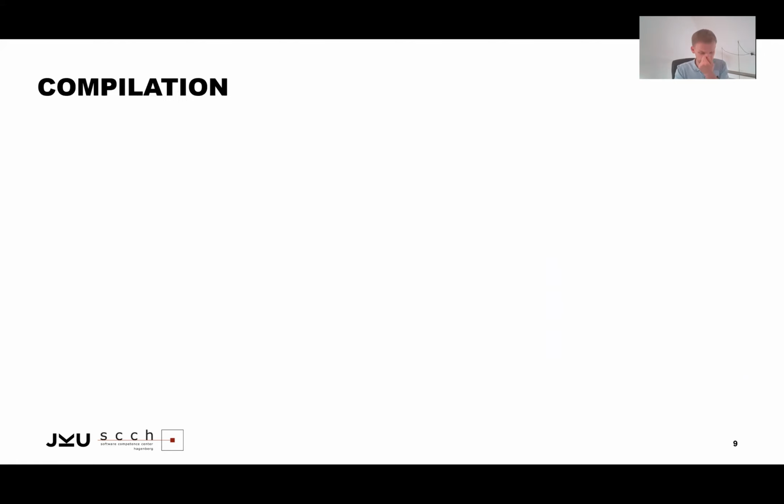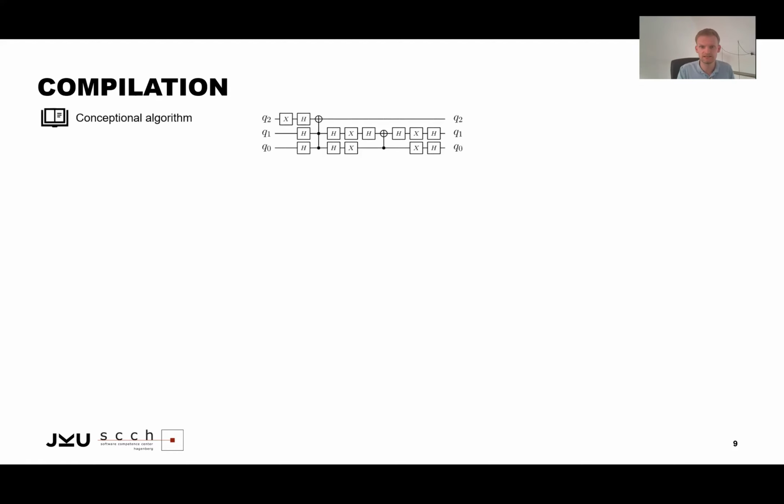And now the typical design flow, the typical compilation flow, is that you usually start with your algorithm described, for example, in terms of a quantum circuit, or maybe in terms of higher programming languages which are available for quantum computing. And as you can see, we might have here even gates which work on more than 2 qubits. In this case, we have a gate which works on 3 qubits. So this is usually your first conceptual algorithm.